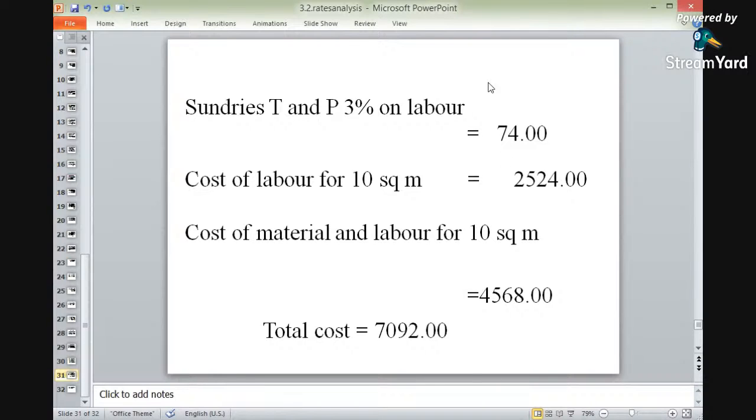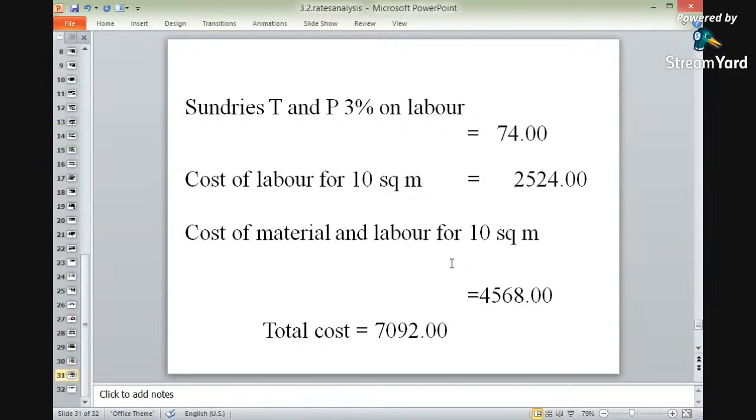What about tools and plants required? In this case, tools and plants is 3% of the total cost of labors, so it comes to 74. What is the cost of labors for the 10 square meters? After all additions, it comes to 2524.